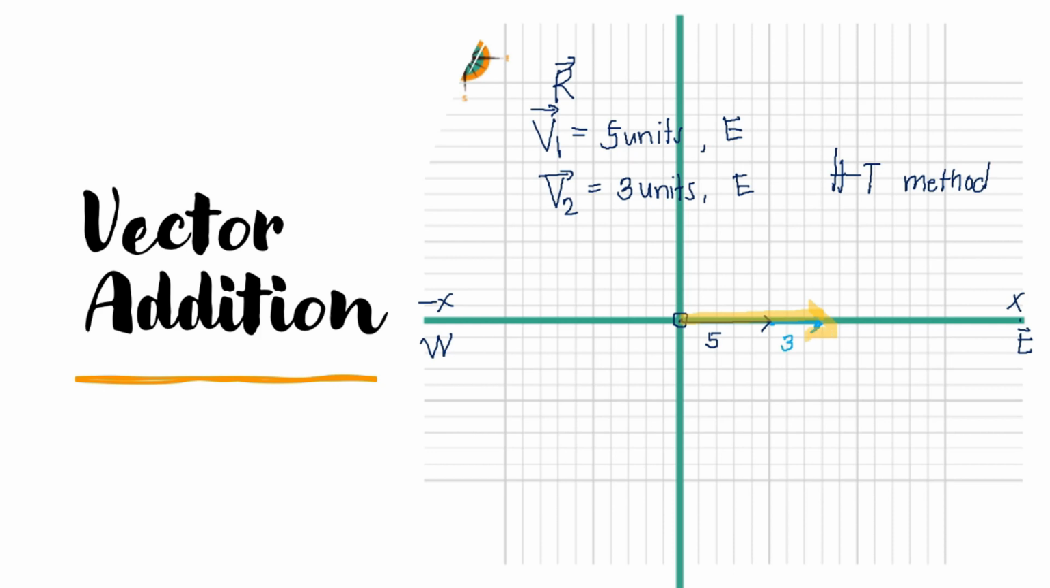Pero ano ang magnitude? Ang magnitude ay yung total length ng ating resultant. So, ang total length niya is 1, 2, 3, 4, 5, 6, 7, 8. So, 8 units. Yan ang ating resultant.